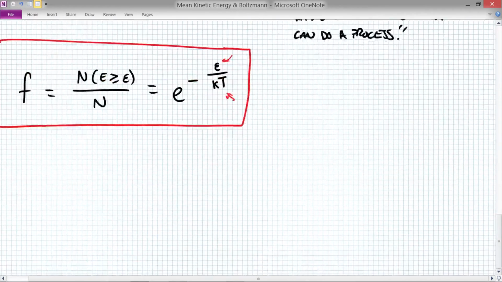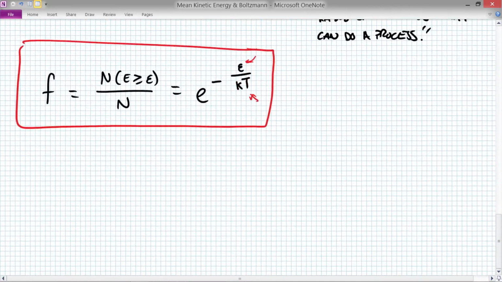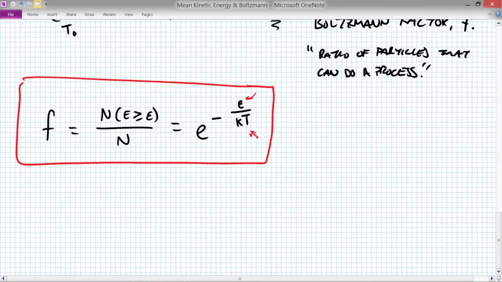Okay, so I think that's it. So just to summarise, this is our Boltzmann factor. And that again tells us the ratio of particles in our system that can undergo a process like evaporation. And what I'll look at next time is this temperature dependence and energy dependence of the Boltzmann factor, not the distribution. So that'll be next time.